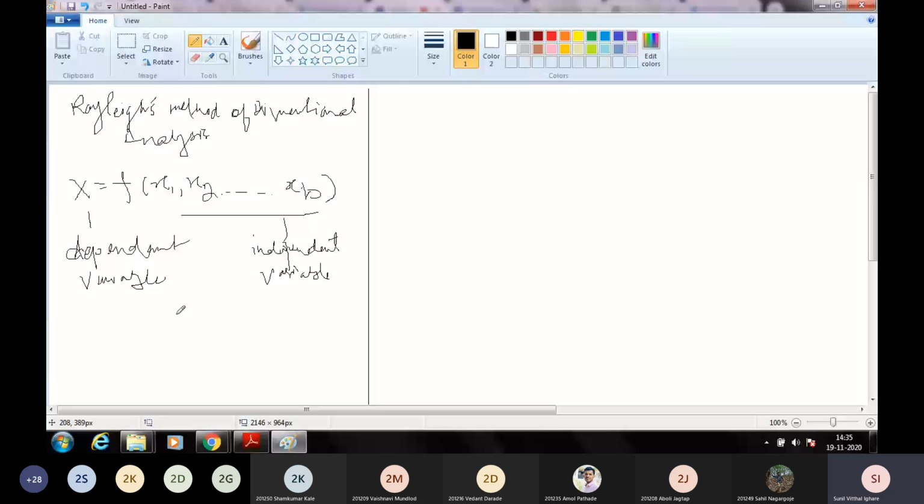So a dependent variable is one about which the information is required, while the independent variables are those which govern the variation of dependent variables. So Rayleigh's method is based on the following steps. First is the functional relationship with the given data. With the help of the principle of dimensional homogeneity, find out the values of A, B, C.